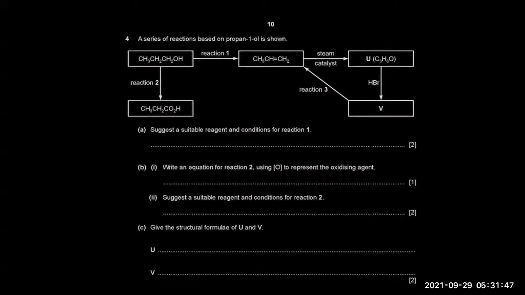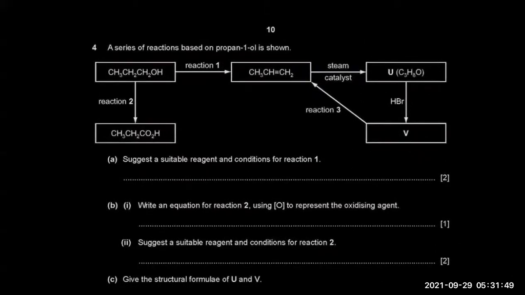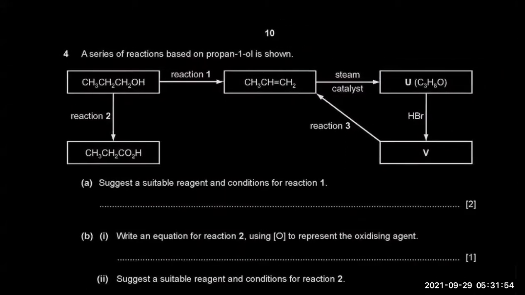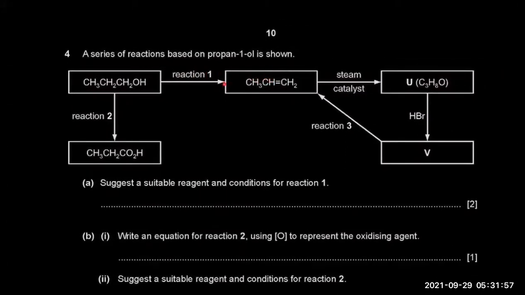All right, last one, last question. A series of reactions based on propan-1-ol is shown. In the first reaction, propan-1-ol is dehydrated to form an alkene. Yes, elimination. So what's the reagent that we use for this? We can use concentrated sulfuric acid. We can also use Al2O3, if you guys remember, and heat. Right? So we have concentrated sulfuric acid and heat.